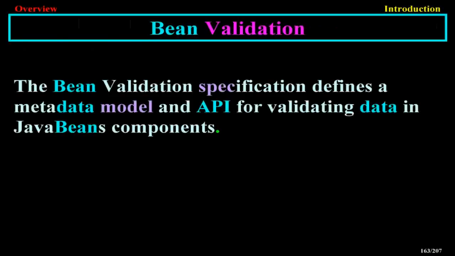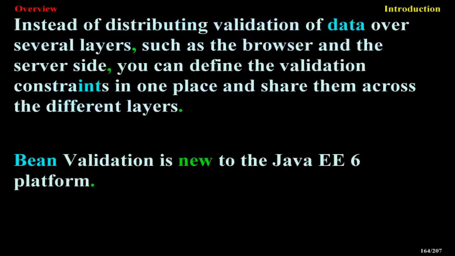Bean Validation. The Bean Validation specification defines a metadata model and API for validating data in JavaBeans components. Instead of distributing validation of data over several layers, such as the browser and the server side, you can define the validation constraints in one place and share them across the different layers. Bean Validation is new to the Java EE 6 platform.